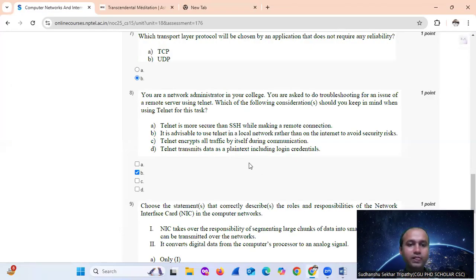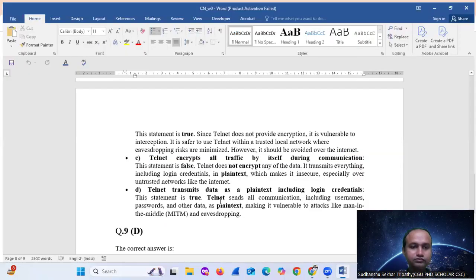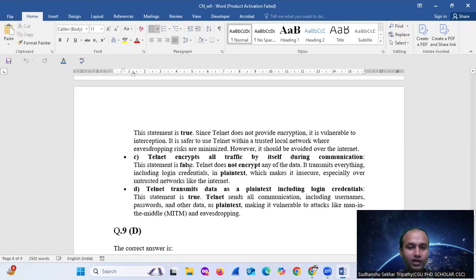Okay. Then C में Telnet encrypts all traffic by itself during communication. So ये false है क्योंकि Telnet does not encrypt any of the data. It transmits everything including login credentials in plain text, which makes it insecure, especially over untrusted networks like the internet.